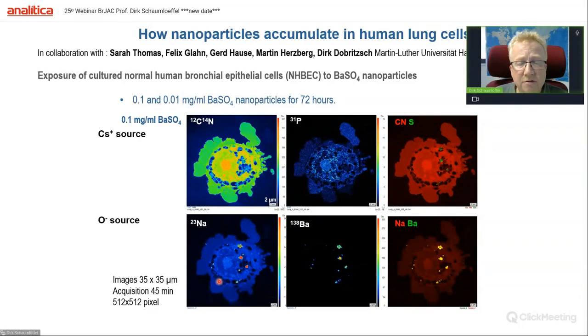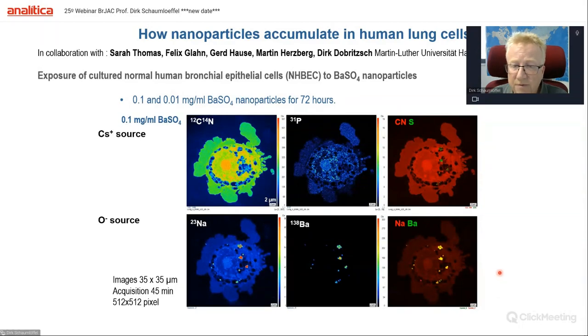With sodium, again, we can detect more or less the cell structure. And then, of course, we use the barium signal directly from the barium nanoparticles to detect the nanoparticles. And we see here smaller particles and also agglomeration of particles. An overlay also gives you then the situation of the nanoparticles in the cell.